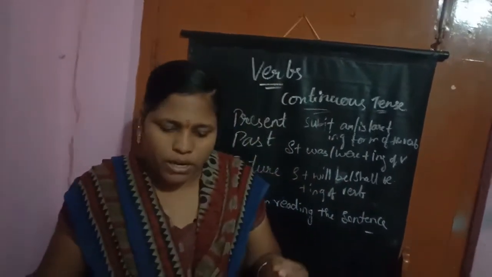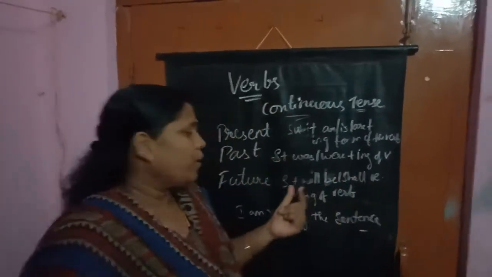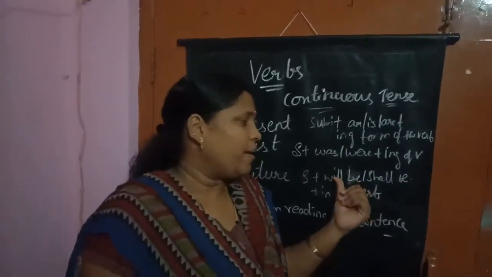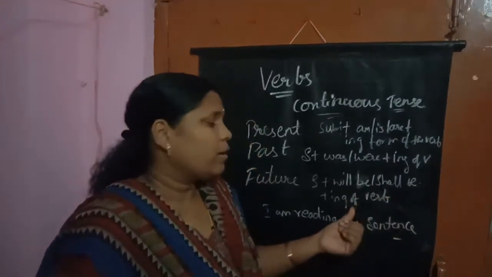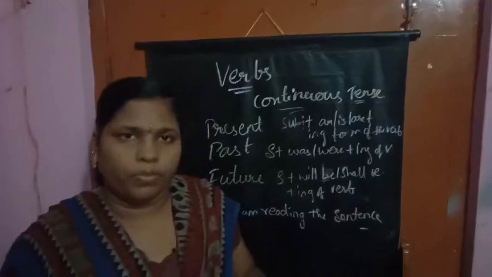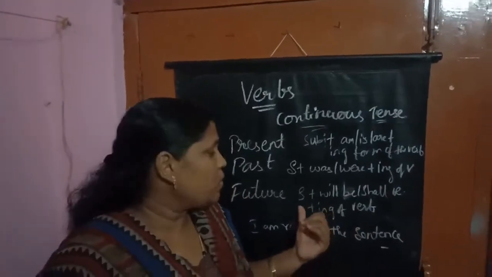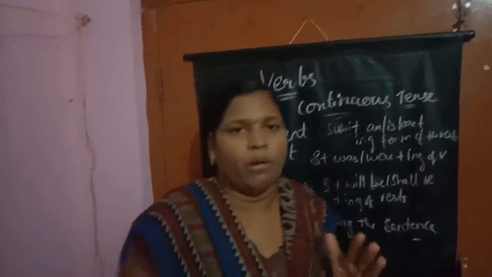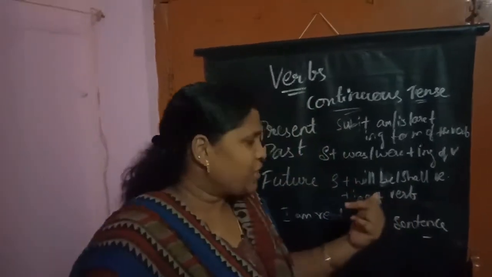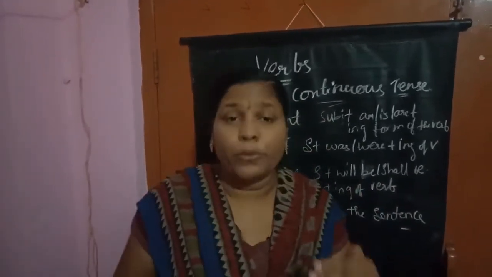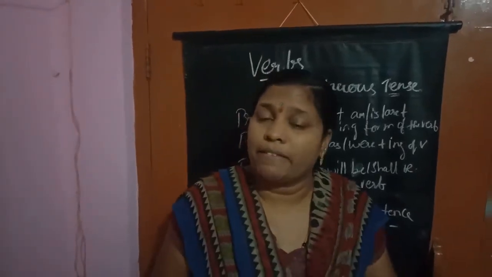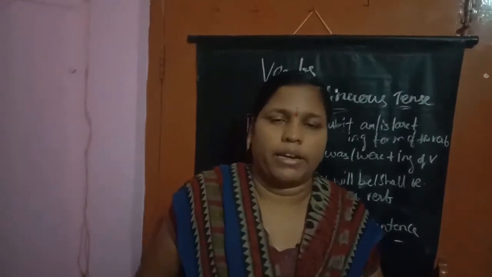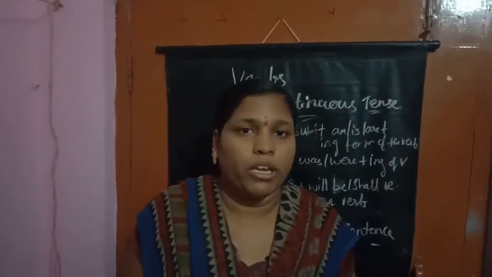Understood, children, everyone? See here. What is the rule here? Subject plus will be or shall be plus the ing form of the verb. Now, future continuous. See here. I shall be traveling to Pune tomorrow. Tomorrow I will be in the train. I can tell that. I will be in the train tomorrow.